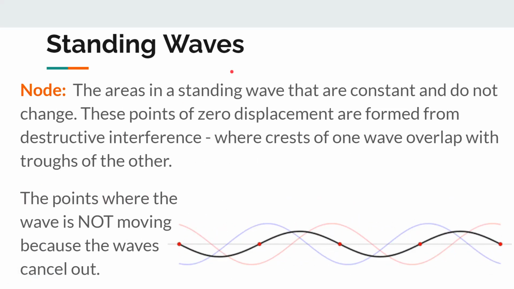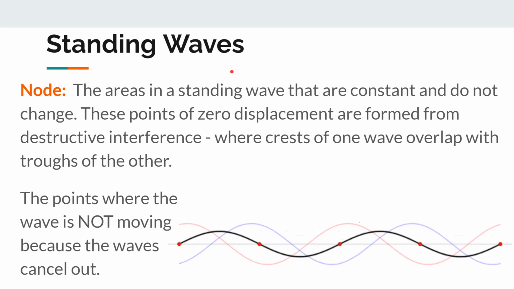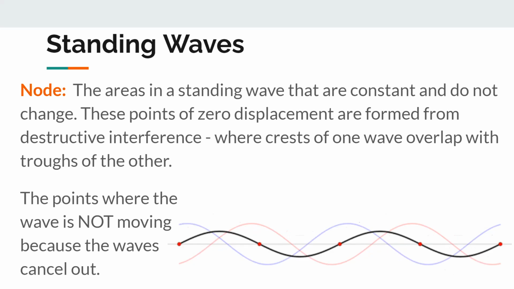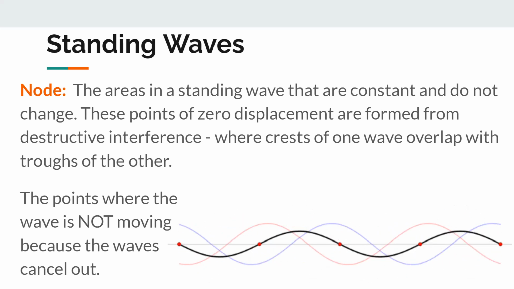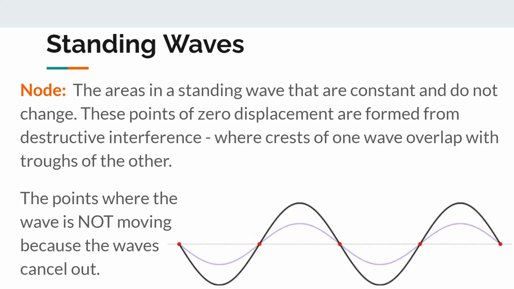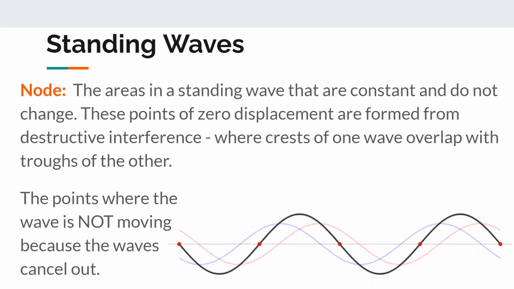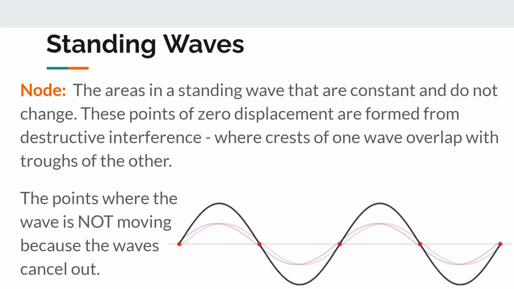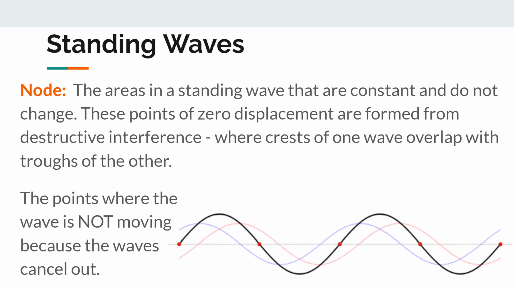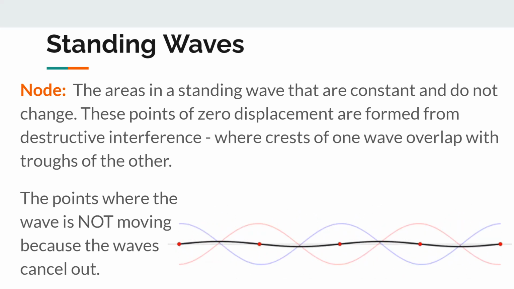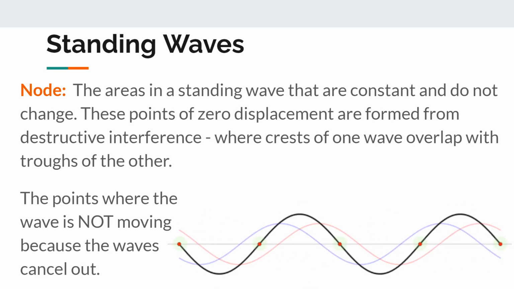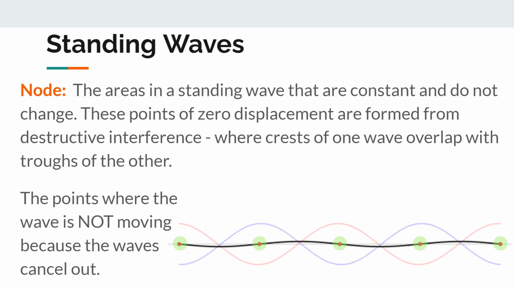Okay, so I told you we were going to give you names for those different points on the wave. Node is the first term you need to know, and these are the areas on a standing wave that are constant and do not change, where you have zero displacement. They're formed from destructive interference, where the crest of one wave overlaps with the trough of the other. And these are the points where the wave is not moving. On my screen right now, they're the points in red, which here, I'll highlight them for you. Those are your nodes.